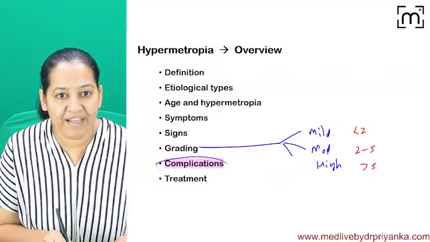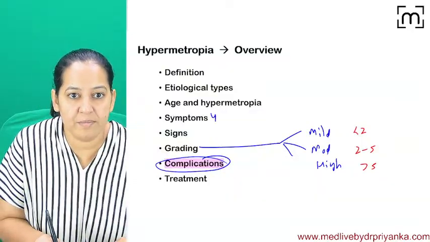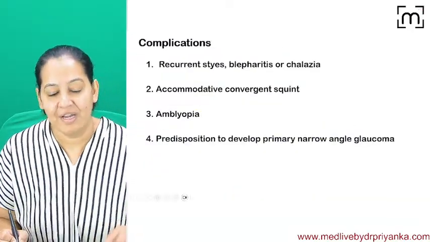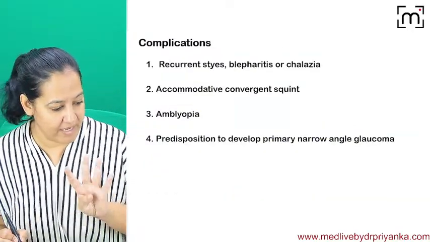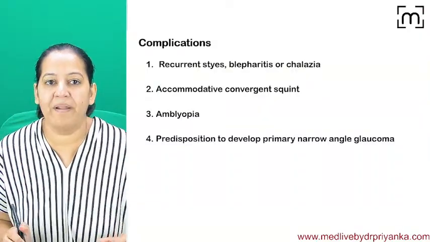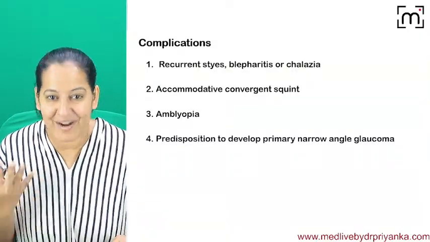Can I come on the complication? I taught you 4 symptoms, 6 signs, now 4 complications. There are 4 complications of hypermetropia. Can I come? Please everyone respond. Chalo, complications. There are 4. You don't have to learn by rote. You have to understand one by one.